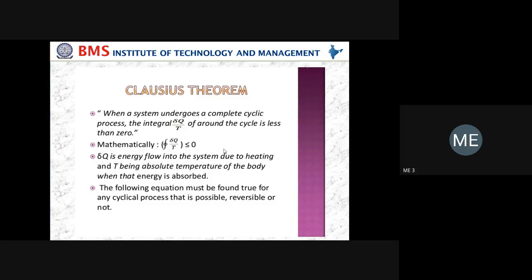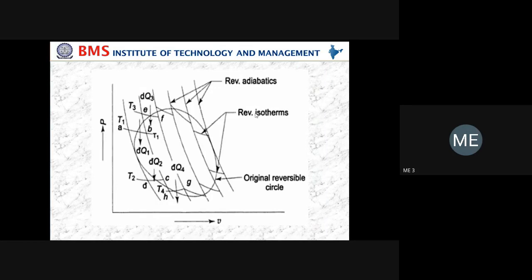Whenever it undergoes a cyclic process, you analyze the diagram here. So whenever they ask to prove Clausius theorem, don't get confused. There are two things that come into the picture. One is Clausius theorem, and the second one is Clausius inequality. These are the two important terms, and in every exam they used to ask these two theorems. Now first I am explaining the Clausius theorem.